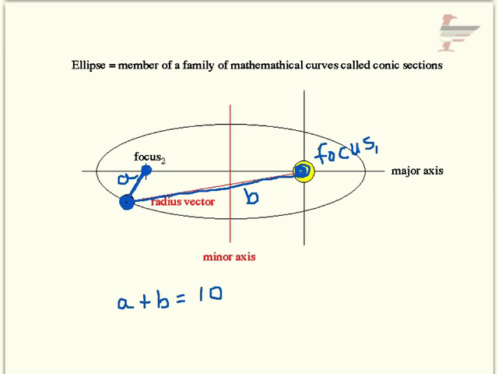So if I take a different point anywhere on the ellipse that I want, I'm just going to randomly select one.